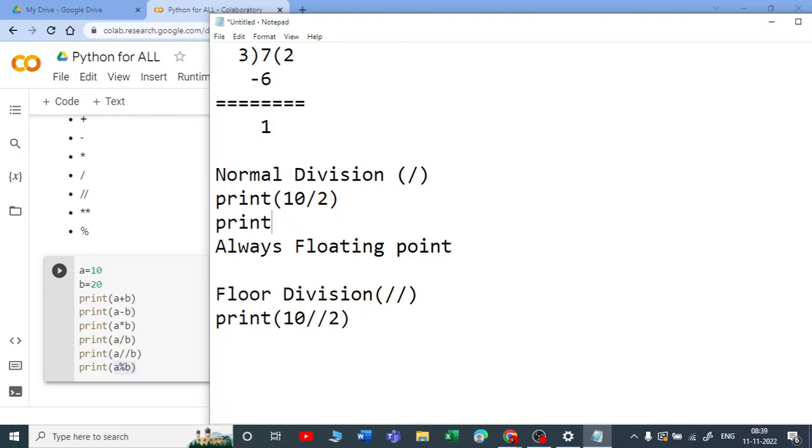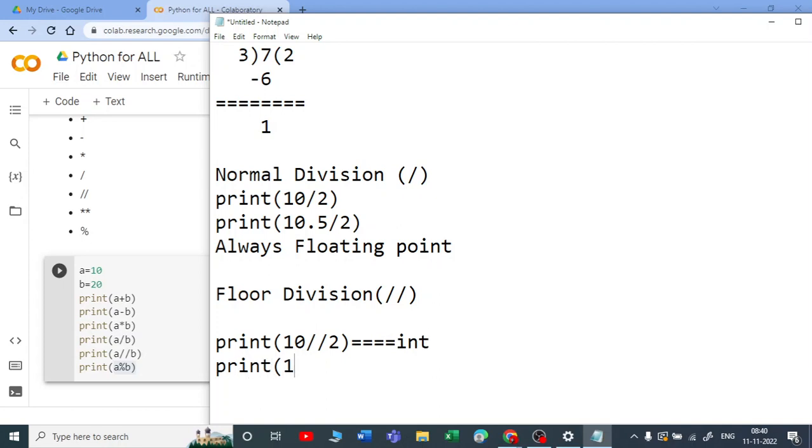If I say print 10.5 divided by 2, here also you get a floating number. That means you get a decimal value for a normal division. But when you are talking about the floor division, I cannot say that you will always get a float. It depends on the values. If the values are integers, you get an integer value as an output.